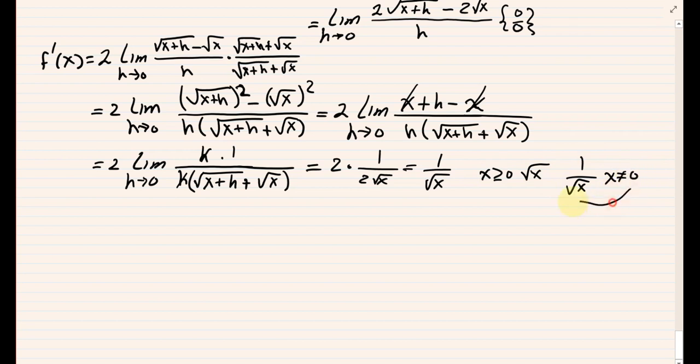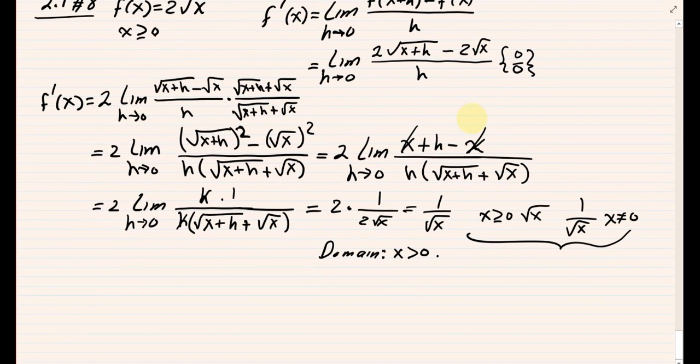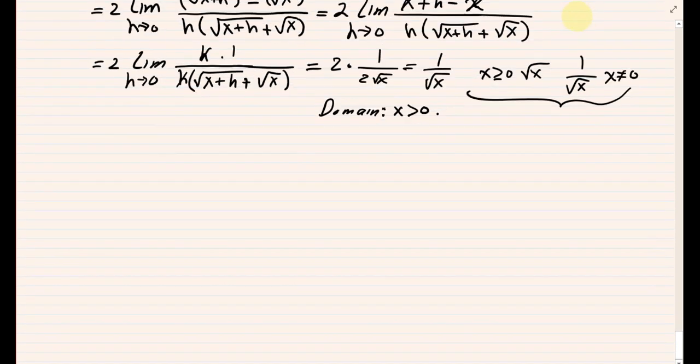Now putting these two together, therefore the domain of f prime is going to be x just bigger than 0, not including 0. Okay, now something I want to do for this one, let me just show this. So this is f of x, and we can see this kind of exercise coming up, so might as well start now. So let's say this is 2 root x.